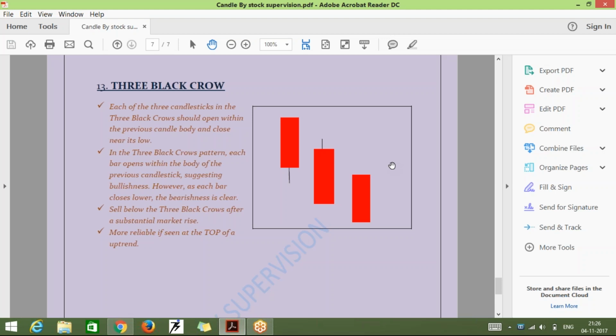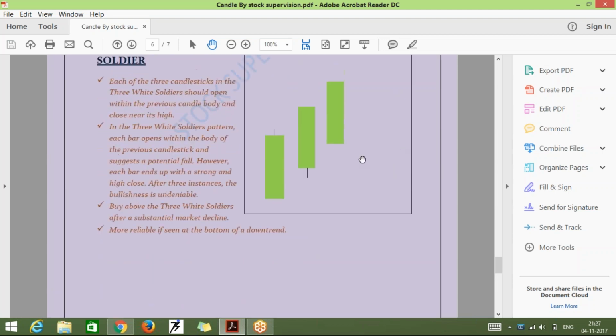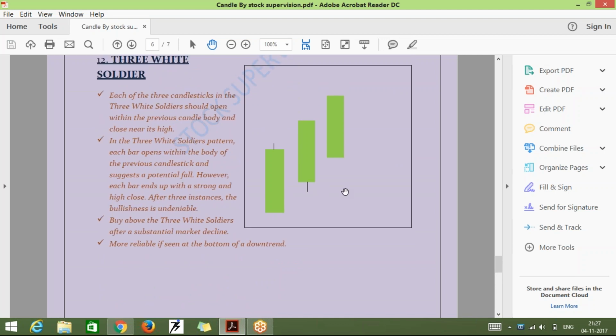And this is more reliable if seen at the top of an uptrend. As Rajesh sir suggested, I think he has pointed out this pattern in the VDL chart. Just after class, I will be looking at that and sharing the same in our technical group itself. I think Rajesh sir also shared in the group itself. So we'll be discussing that.